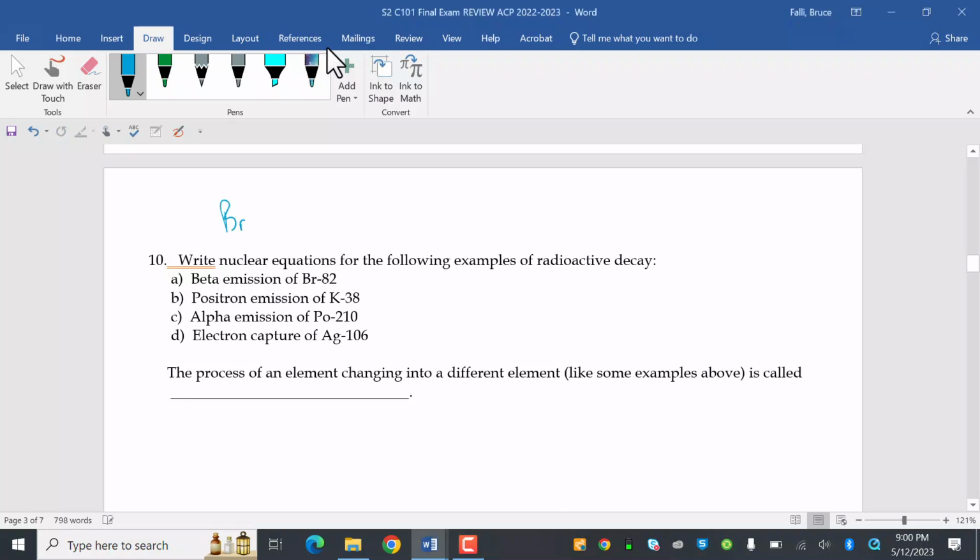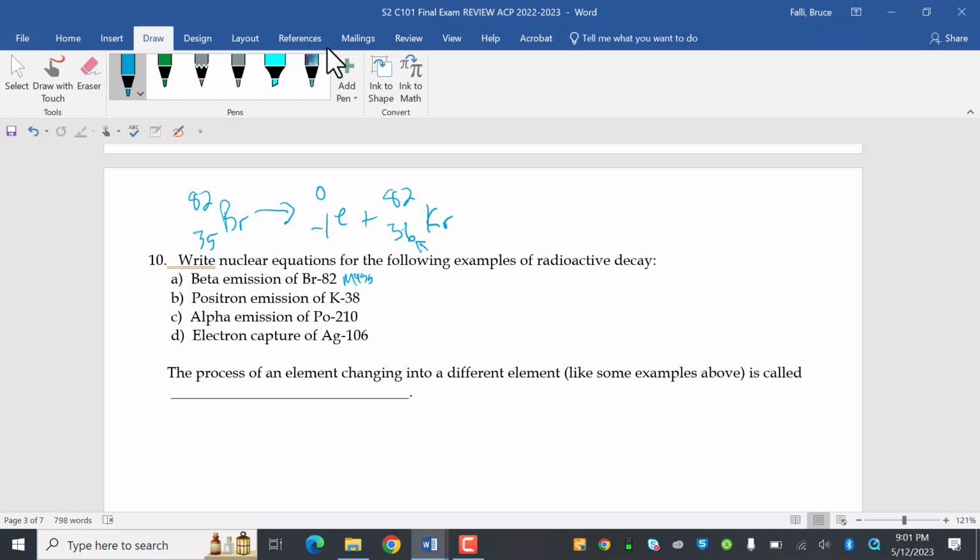Bromine 82 is written like this, bromine 82. That dash number is the top number, the mass. Looking in the periodic table, bromine is 35. It does beta emission. A beta particle is 0, negative 1 E. The other particle is 0 plus something equals 82, and something minus 1 equals 35. I go on the periodic table and look for number 36. That's my old friend krypton.